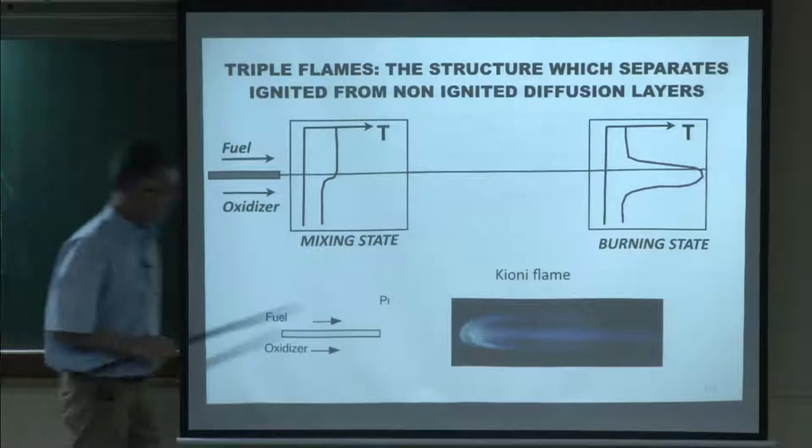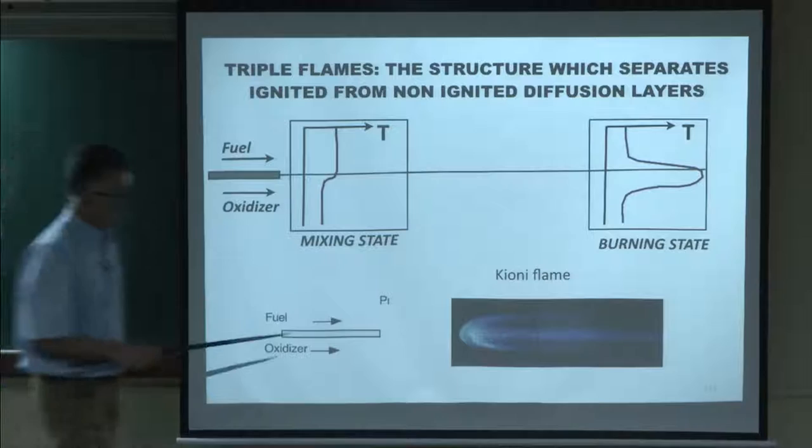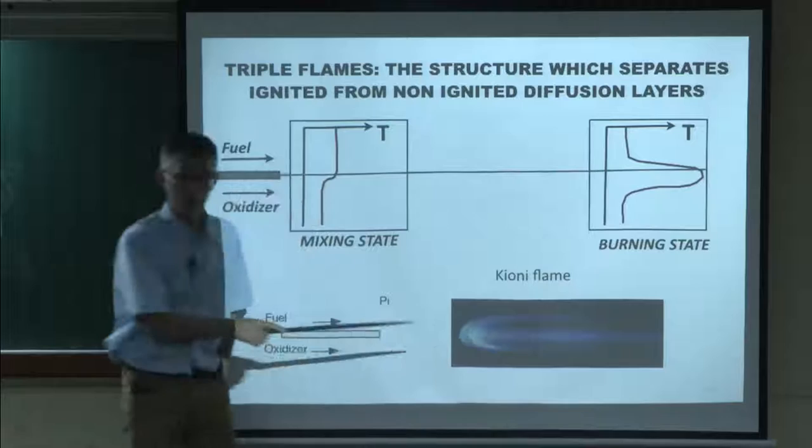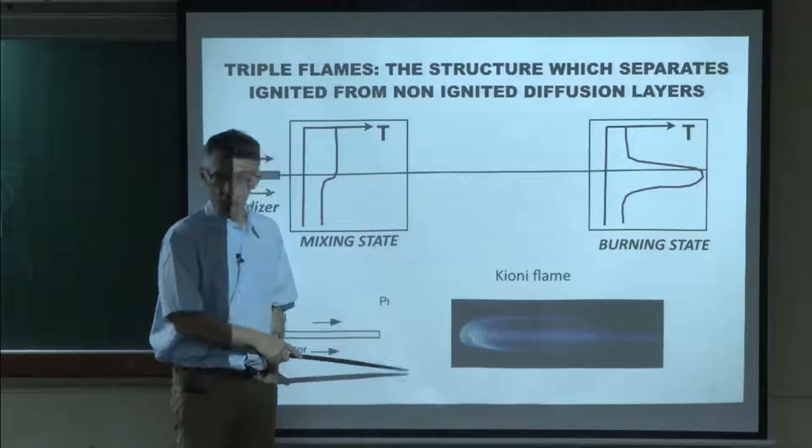This was visualized probably by Kioni, I think it's a Cambridge paper, 20 years ago. That's a direct view, and you see why we call it triple. It has this triple branch here, 1, 2, 3. So this is a triple flame. We also call them edge flames because they are at the edge of the flame. And you really see the transition. In front of the triple flame, there is no combustion. Behind the triple flame, very far away, there is a diffusion flame.